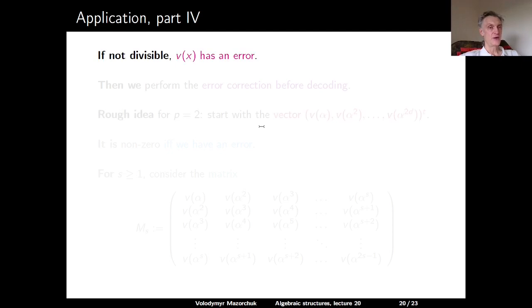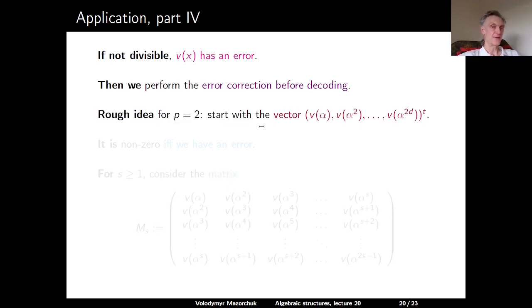If v of x is not divisible by g of x, this means that v of x has an error. Then we perform an error correction before we decode. Here is a rough idea, for p equal to 2, of how the error correction works. We start with the vector v of alpha, v of alpha squared, and so on, up to v of alpha to the power 2d, and this vector is non-zero if and only if we have an error.